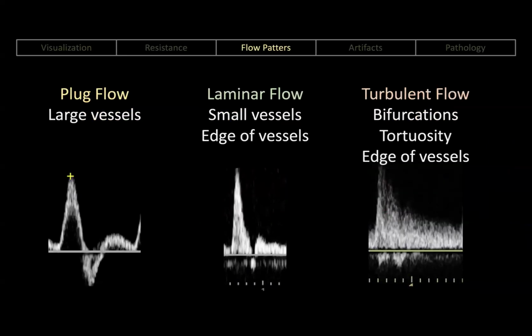And we can see all three waveform patterns normally. Plug flow is normal to see in large vessels. Laminar flow is normal to see at the edge of vessels or within small vessels. And turbulent flow can normally be seen within bifurcations, tortuosity, and also at the edge of the vessels as well.